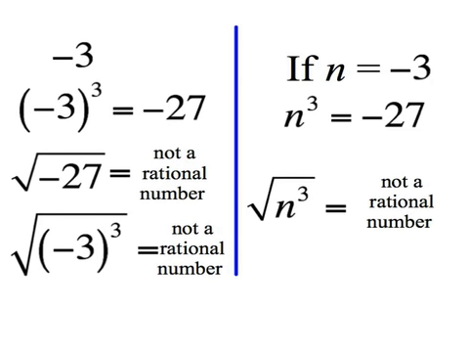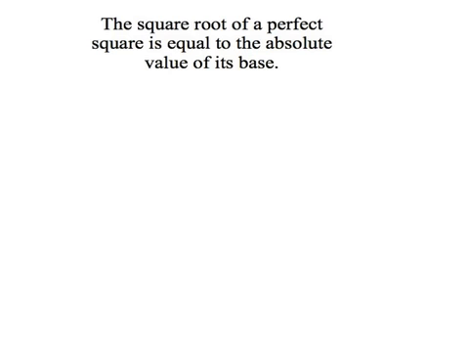We don't need absolute value symbols when we're taking square roots of variables cubed, because we're assuming that if we can simplify the square root of a number, that the number inside the radical is a real number in the first place. So that means that if we have a variable cubed and we're taking its square root, the variable must be positive. And that brings us to this rule: the square root of a perfect square is equal to the absolute value of its base.